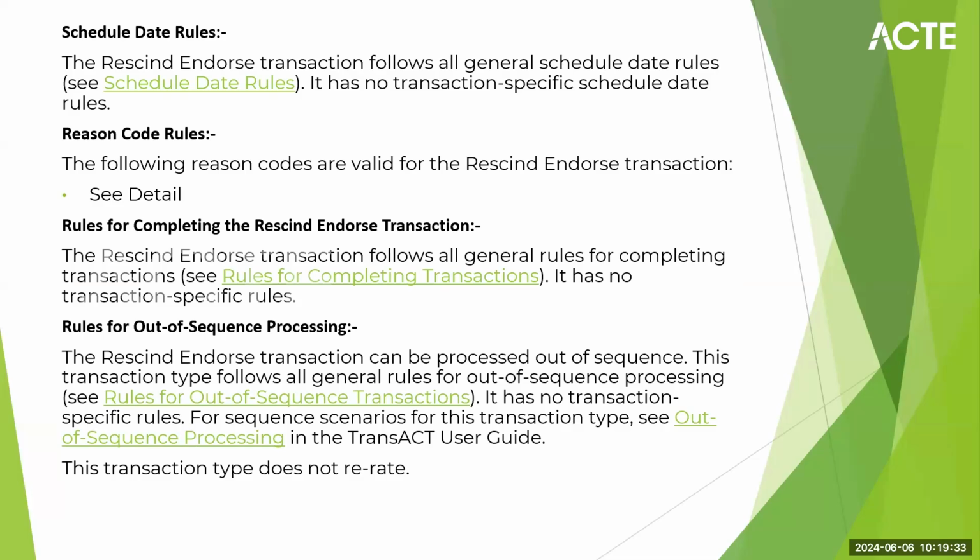Rule for completion of the resign endorsement transaction. There is no specific rule, you can do anything. Rules for out of sequence processing. It has no rule. The user can do out of sequence as well.